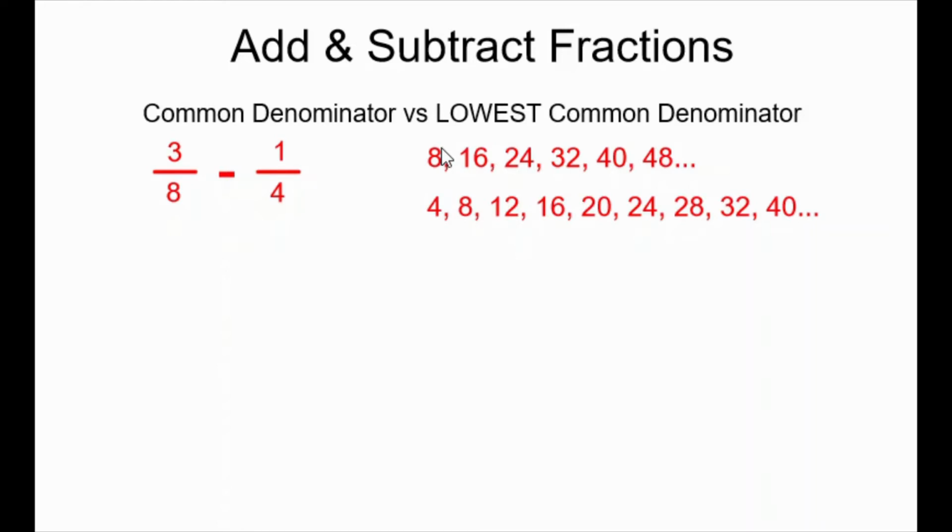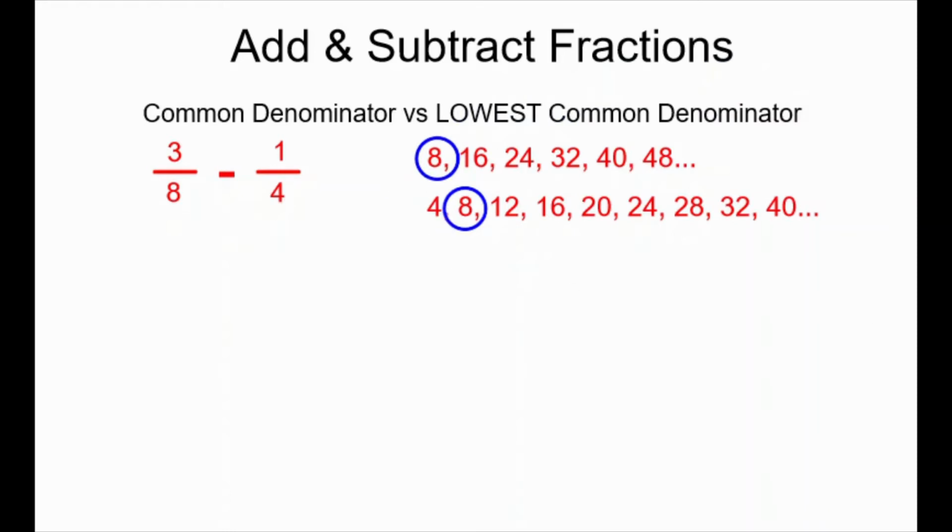The next thing to do after making our lists of multiples is to try to find a number that's on both lists. But specifically, we want to find the first number on both lists, reading from the left. And that number will be 8. This will be our lowest common denominator.